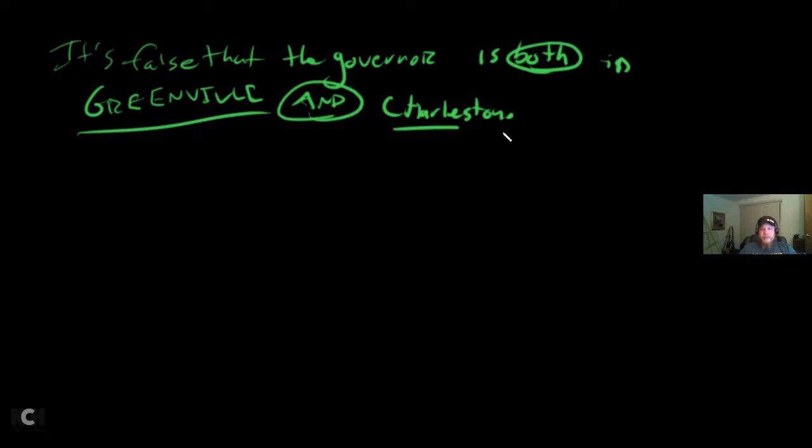So let's translate a statement like this. It's false that the governor is both in Greenville and Charleston. All right, now, what's false? The governor is in both Greenville and Charleston. So, the governor, he's in Greenville, and he's in Charleston. Is he in both those places? No. So that's what's going on here. It's saying this: the governor, he's in Greenville and Charleston? No, he's not. He can't be in both those places at once. So that's what's going on here.